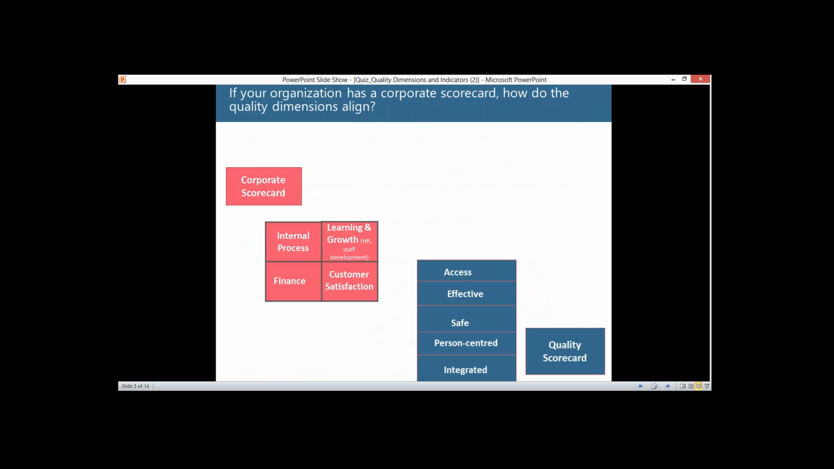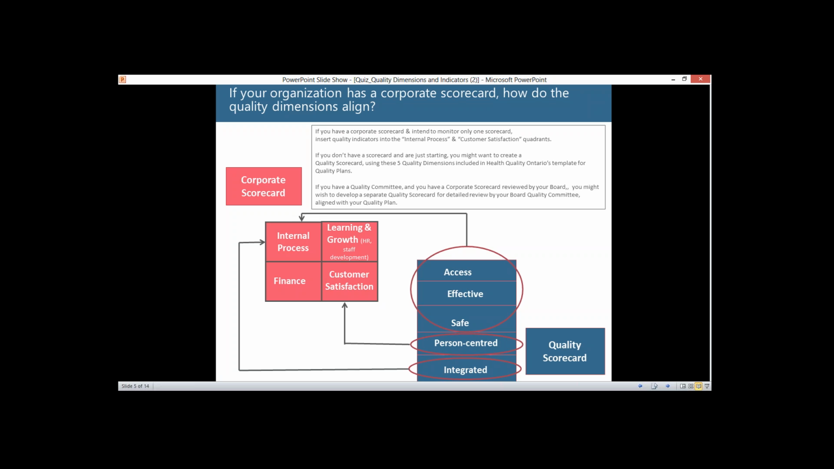This next slide reflects 2 different types of scorecard, one being a typical corporate scorecard fashioned after Kaplan and Norton's 4 quadrants, and the other a quality scorecard that incorporates the 5 dimensions of quality that we've just looked at. You can see that 4 of the 5 quality dimensions align with the internal process quadrant of a corporate scorecard. The person-centered dimension aligns directly with the customer satisfaction quadrant.